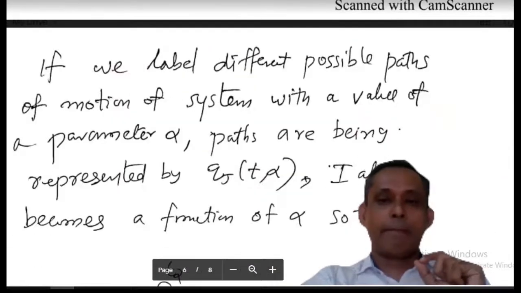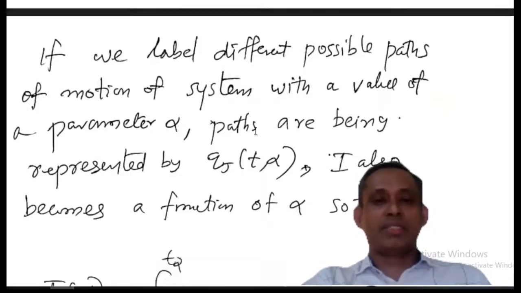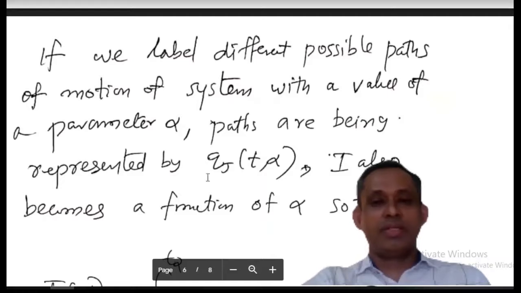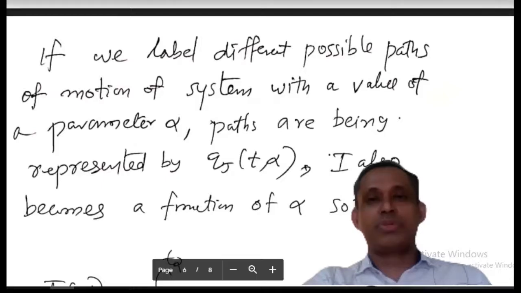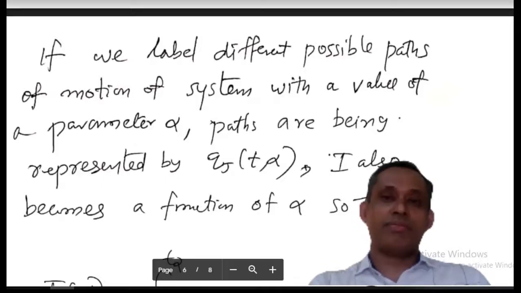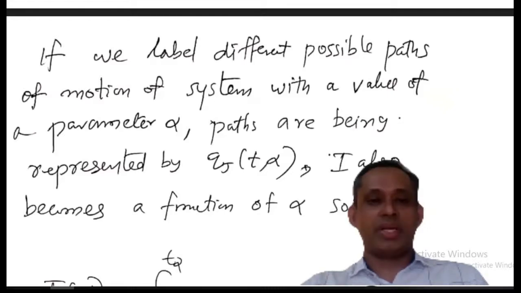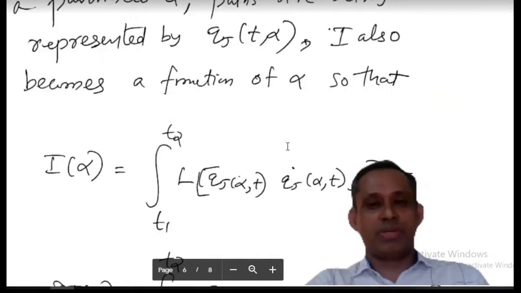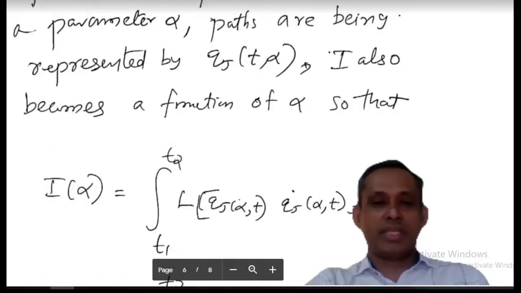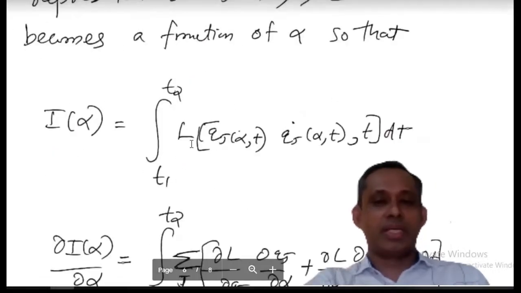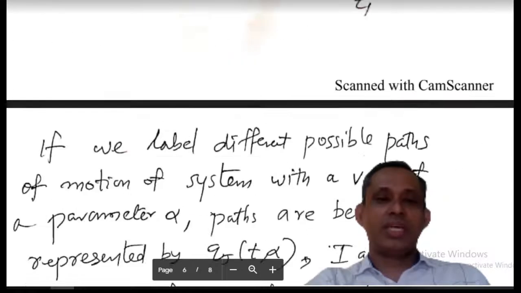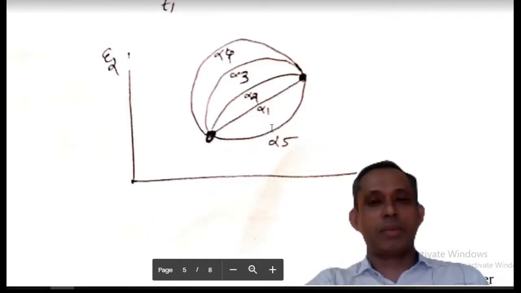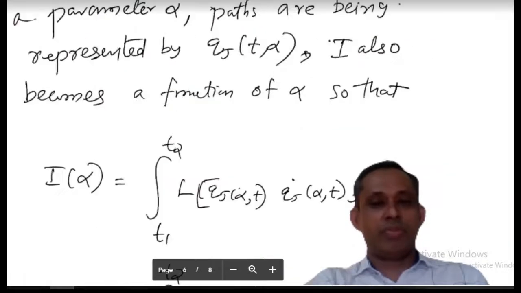So we are labeling the different possible paths with the value of the parameter alpha, and paths are represented by qj(t, alpha). Now qj is a function of alpha, because for each alpha, for each path, the qj's will be different. So I, the action integral, becomes a function of alpha. One can write the action integral as I of alpha, integral t1 to t2 of L, which is a function of qj, qj dot and time. So the action integral will be different for different paths.